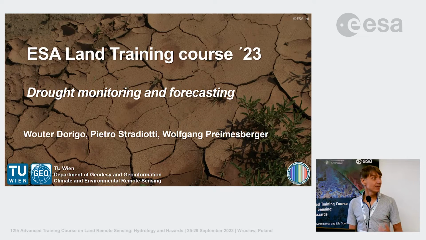What I'm going to talk about now is drought monitoring and forecasting. We're at the interface of hydrology and natural hazards, so it covers both aspects of the training course. This was not only done by myself, it also includes a lot of contributions by Pietro, who will lead the exercise on drought tomorrow, and Wolfgang Primusberger, who was involved last year.